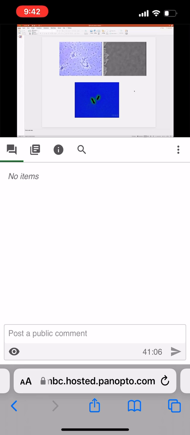Well, dividing doesn't require movement. Dividing is basically something that occurs from the inside. So the two top ones are movement, but the bottom one is not movement. It's just division, and the cells look like they're moving only because they're taking up space as they're dividing.